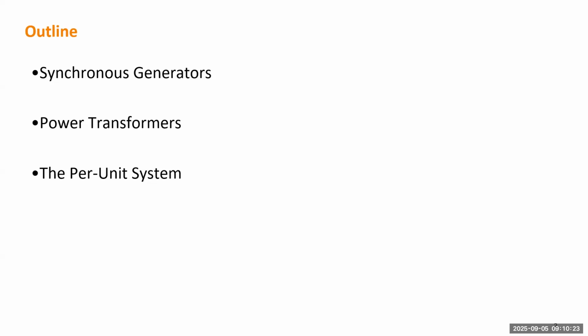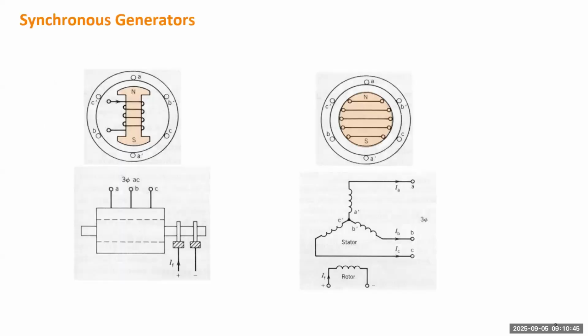All right, so we're going to cover synchronous generators, and the models for two types of synchronous generators, including salient pole rotor generators and round rotor generators. Then we move to power transformers, and then we introduce the per unit system to simplify the representation of the power network.